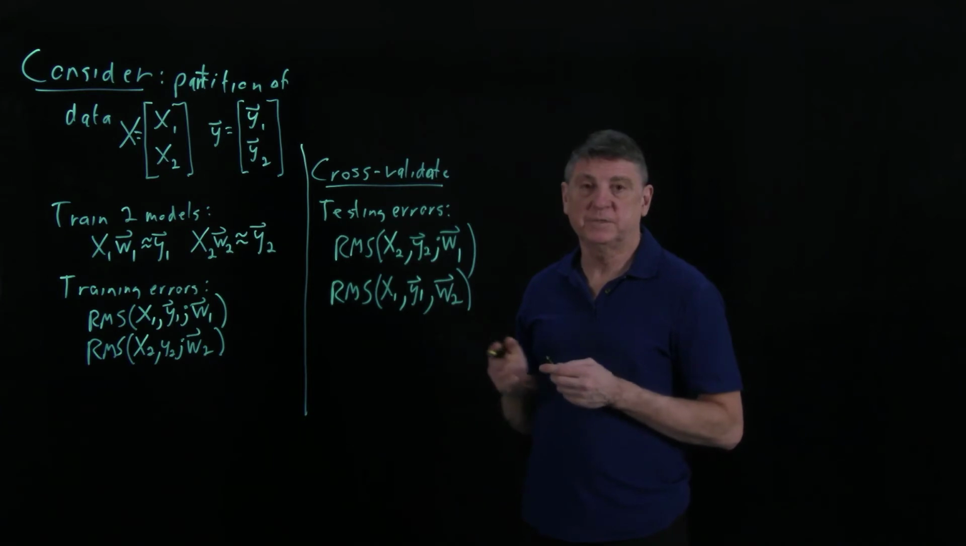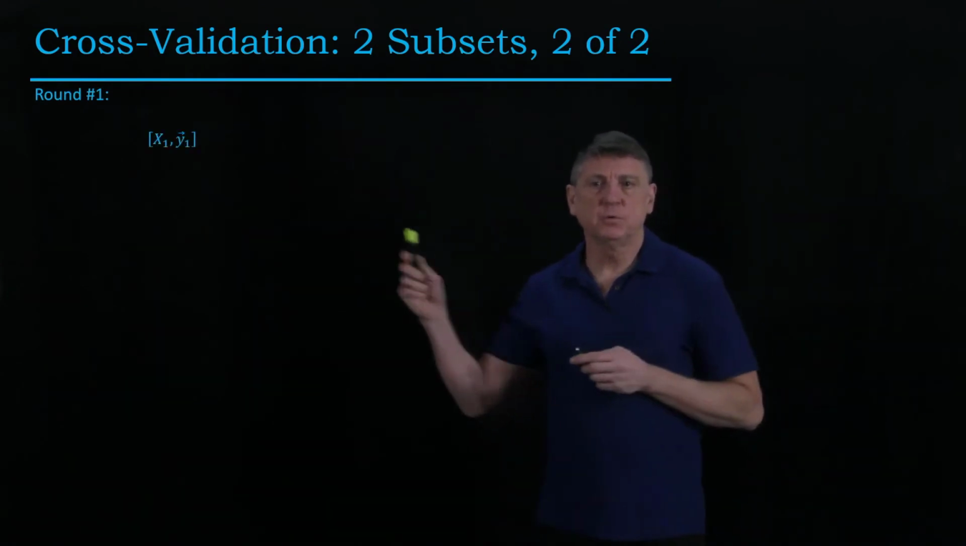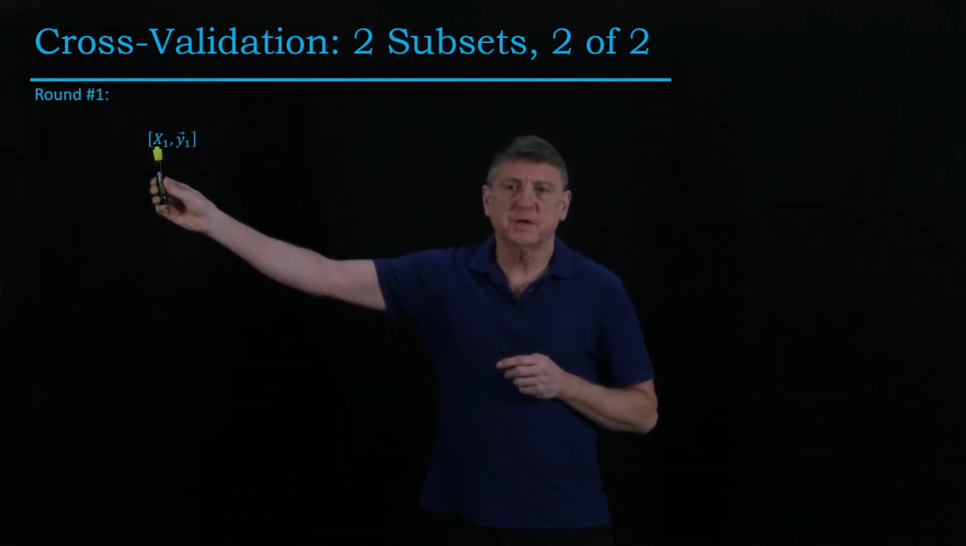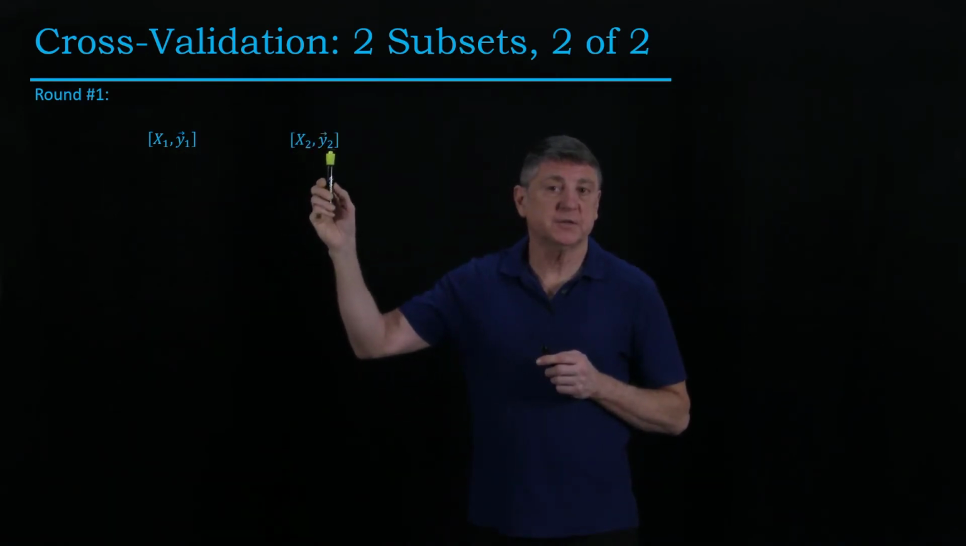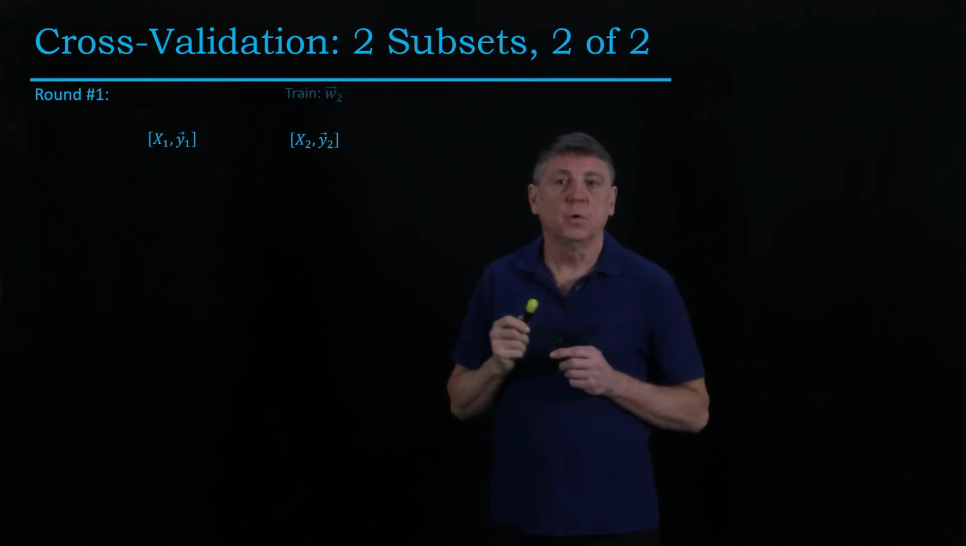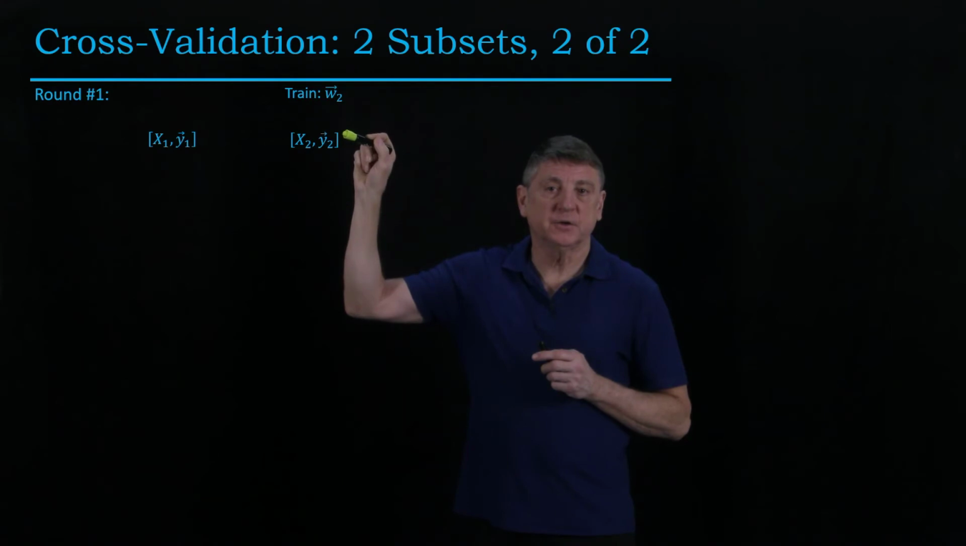We can visualize this process in a straightforward manner. Suppose that we have our first design matrix and our first dependent data vector, and then we have our second design matrix and our second dependent data vector. What we can do is we can train our second weight vector using this second set of data.